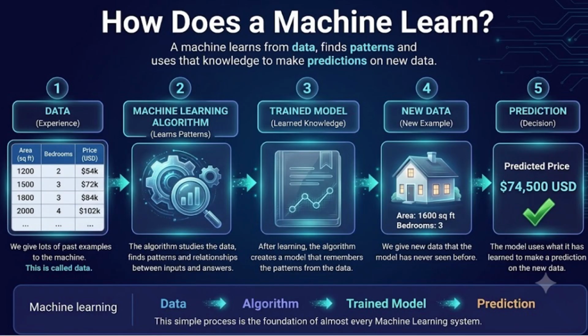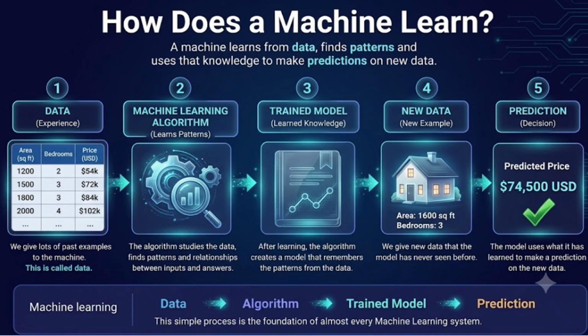Let's look at the complete learning process. Don't worry if some of these steps seem new. We will understand each one in detail throughout this episode. It all begins with data. We provide the machine with many past examples. In this case, we have information like the area, number of bedrooms, and the corresponding house prices.